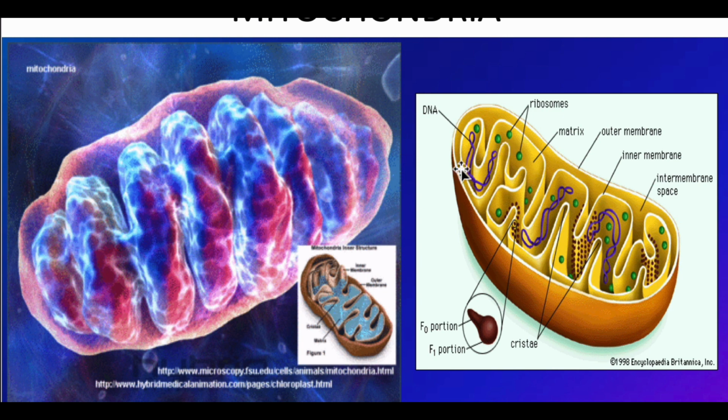You can see genetic material here as well. Between these folds, this area would be the matrix. And you see all these ribosomes that are here as well. These are the 70S ribosomes that I had mentioned to you earlier. So within here, all the energy production is taking place. It's a highly metabolic area of the cell.